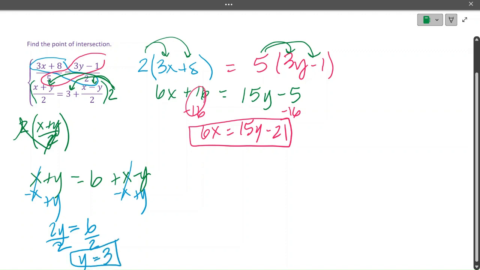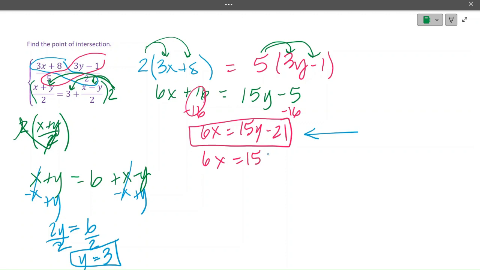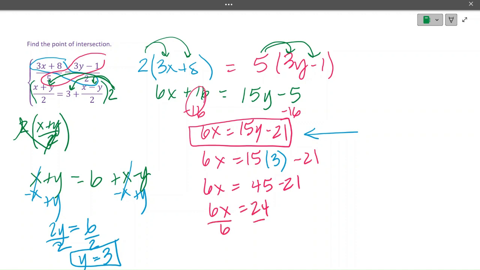That's great. I have set myself up perfectly here because now all I have to do is substitute in y and then solve for x. So here we go. Everywhere I see y, I'm substituting in 3. I'm going to do that in blue so you can see what substitution I'm making. Then I'm going to simplify the right side and then solve. So 15 times 3 is 45 minus 21. We end up with 6x equals 24. I'm going to divide by 6 on both sides.